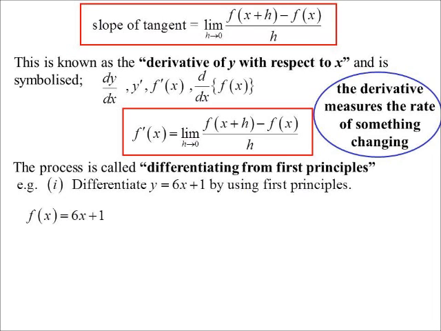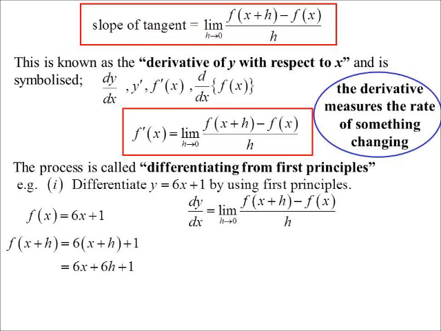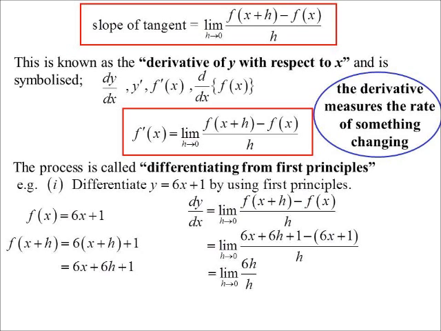Well, the function f(x) will be 6x plus 1. f(x plus h), whatever I see in x, I replace it with x plus h, will be 6x plus 6h plus 1. So subbing it into our formula, the limit as h approaches 0. On the top, we get a bit of cancelling happening, and I'm left with 6h over h. Factorise? Well, in this case, I don't need to factorise. It's already one term, but factorise and cancel, that's the technique we'll use. And I'm left with 6.